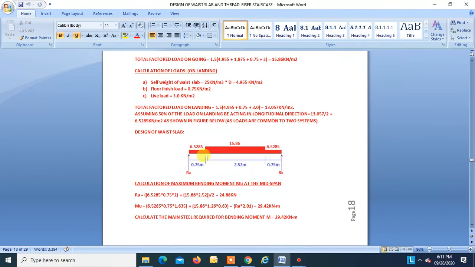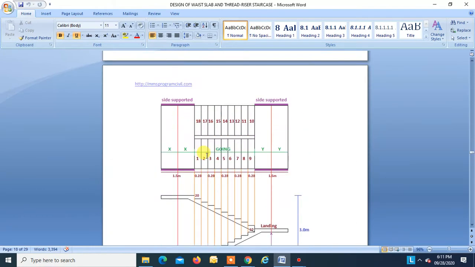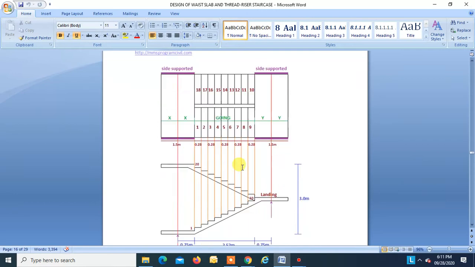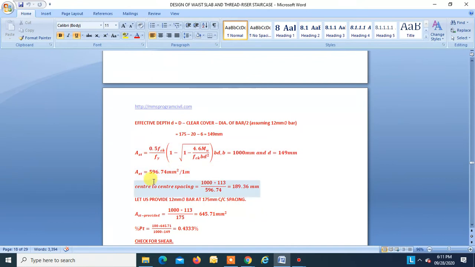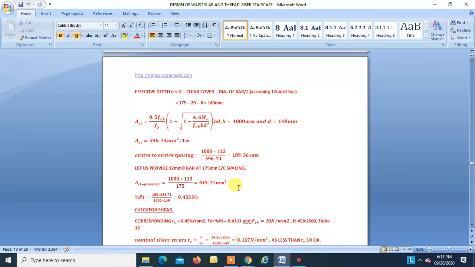We are designing this staircase for 1 meter width, because we are considering this as a slab, so we are designing it as a 1 meter strip. This is how we got the Ast, that is 596.74 per 1 meter. Now, finding the spacing, considering the 12 mm diameter bar as main steel, we get 189.36 mm. So let us provide 12 mm diameter at 175 mm center to center spacing. This is what we are providing in the flight portion.